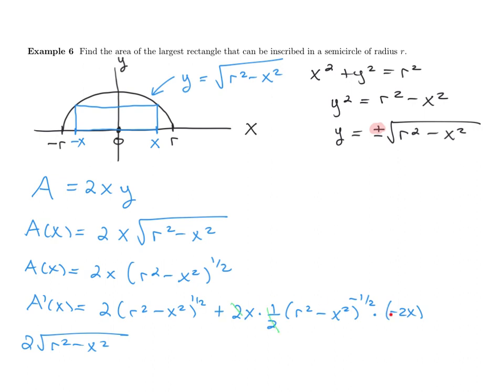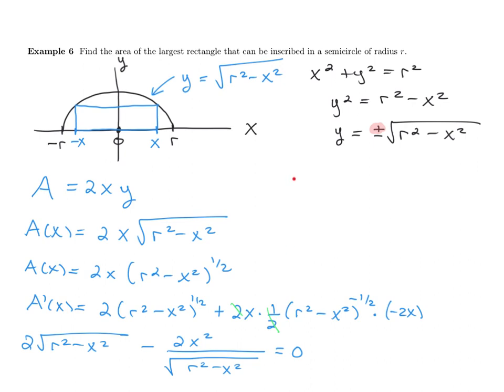Since this is positive and that's negative, I'll put minus. This is minus. Okay, we have a 2x and an x, that's 2x squared. And this negative exponent means it can go into a denominator with a positive 1/2 exponent, which is actually also a square root. So this is divided by the square root of r squared minus x squared. I'm going to set this thing equal to 0. To solve this, I will add this to the other side and go from there.